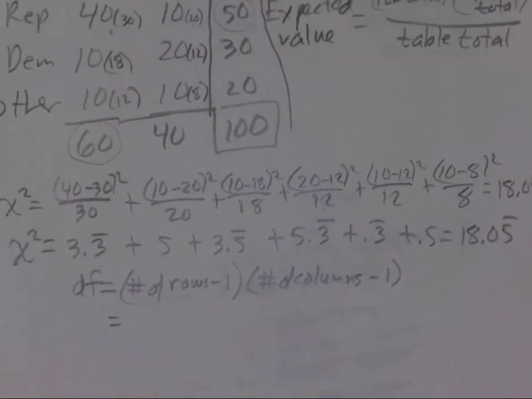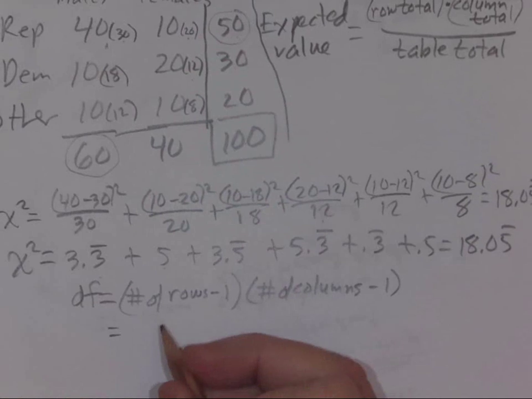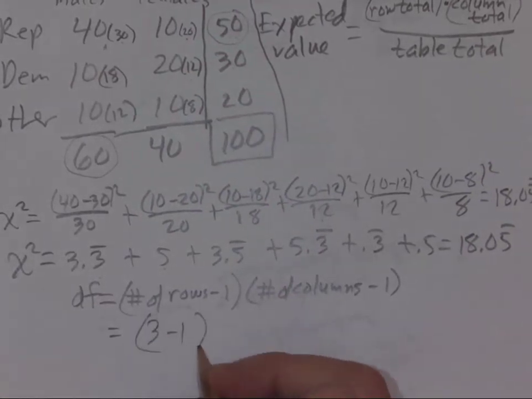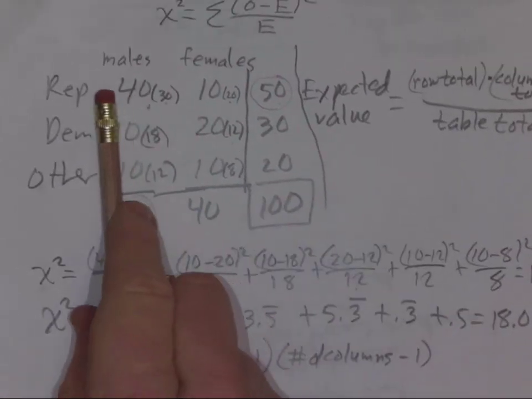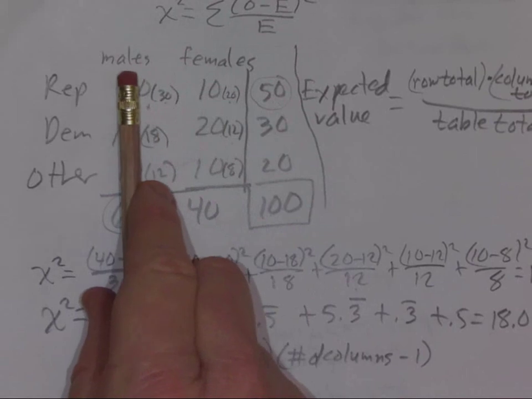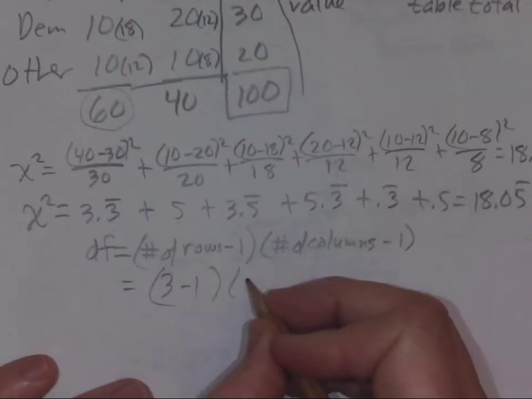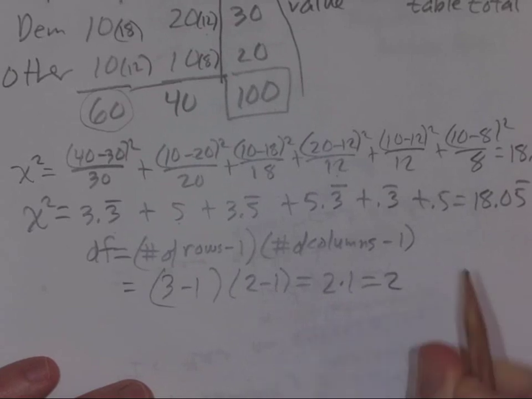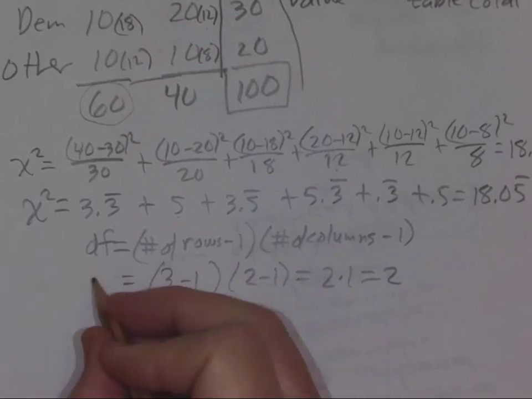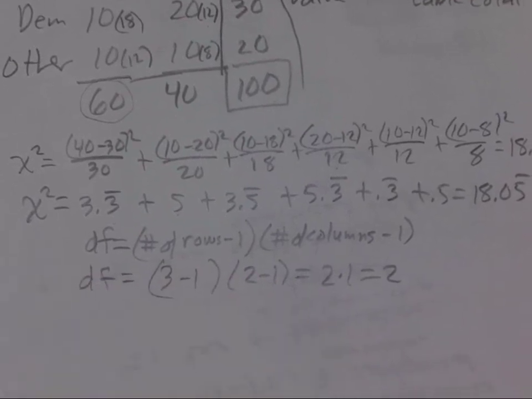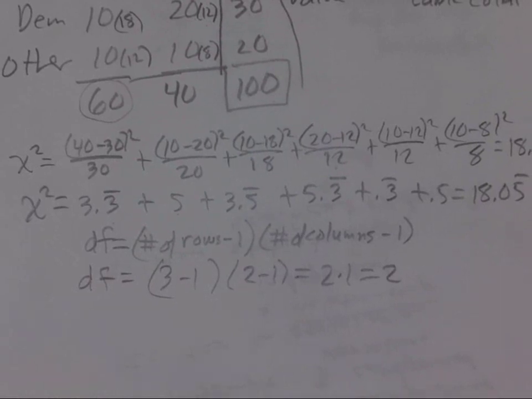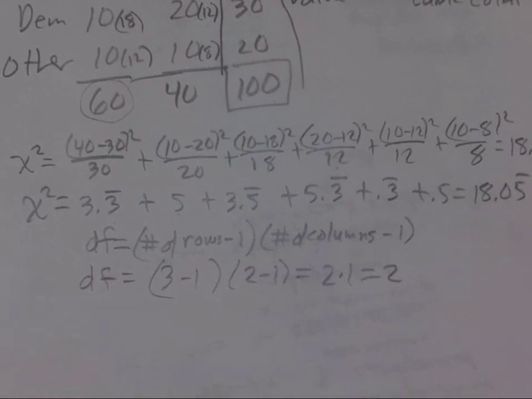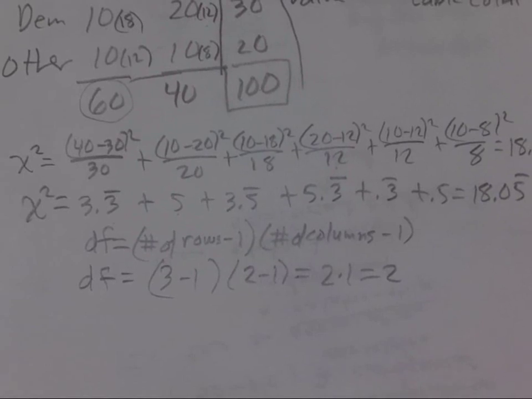In this case, we have 3 rows, so we say minus 1, and then the number of columns. Columns go up and down, like columns on a building, so we have 2 columns, so it's 2 minus 1. That's 2 times 1, so that's 2. The chi-squared distribution is very skewed to the right, but the more degrees of freedom, the less skewed it is. So we've got 2 of our numbers.